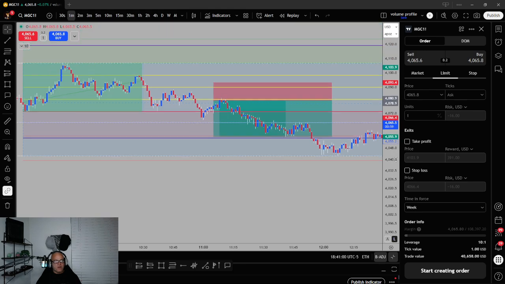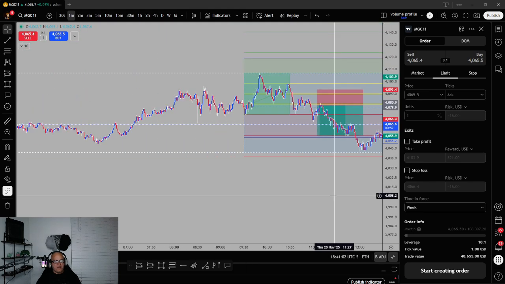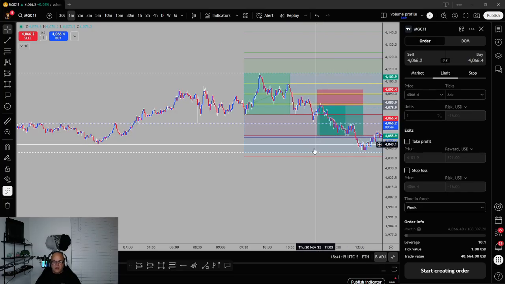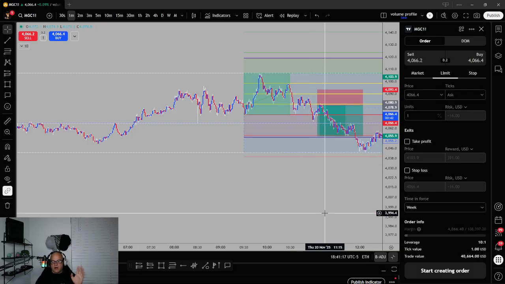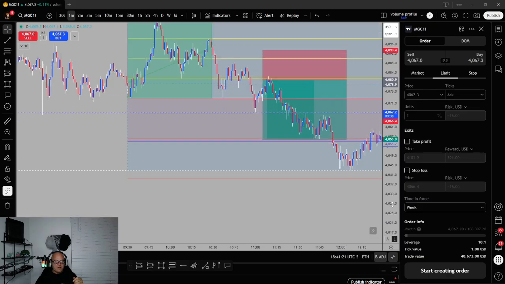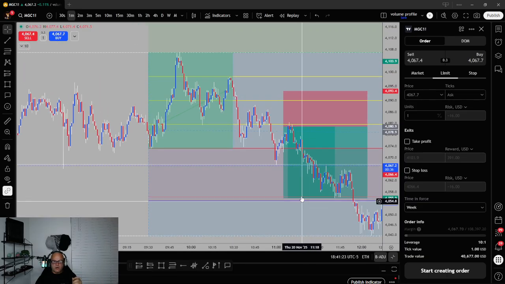Again, I don't have to worry about marking anything out because my 0.5, my deviation levels are marked out. My extension levels are marked out. My dealing range levels of the first hour are marked out. So I don't have to worry about doing any of that. All I have to do is watch price action. So could very well set that order there.